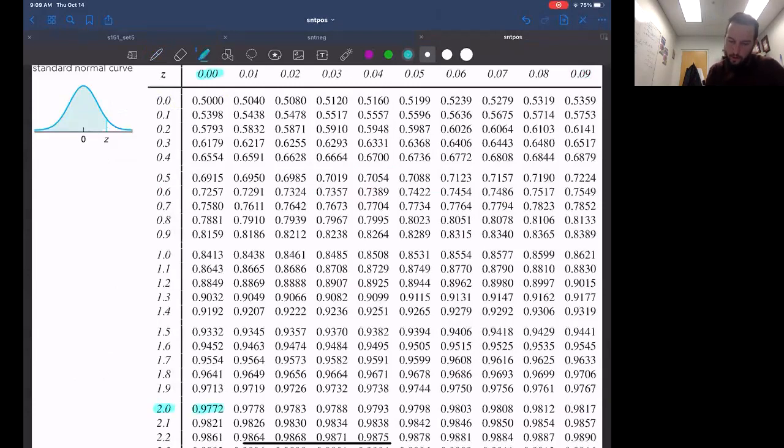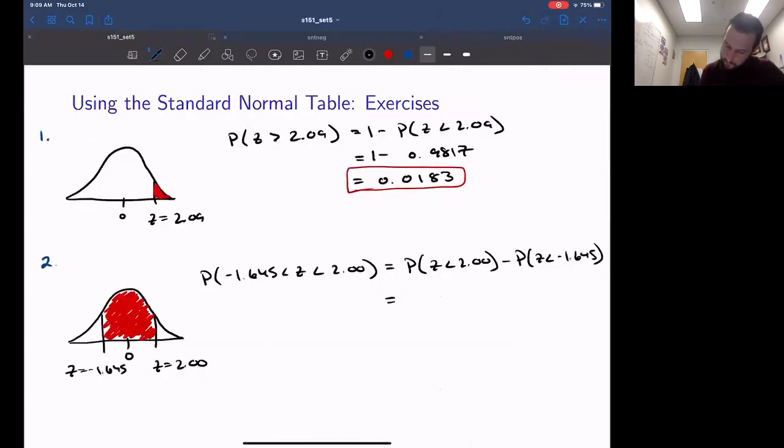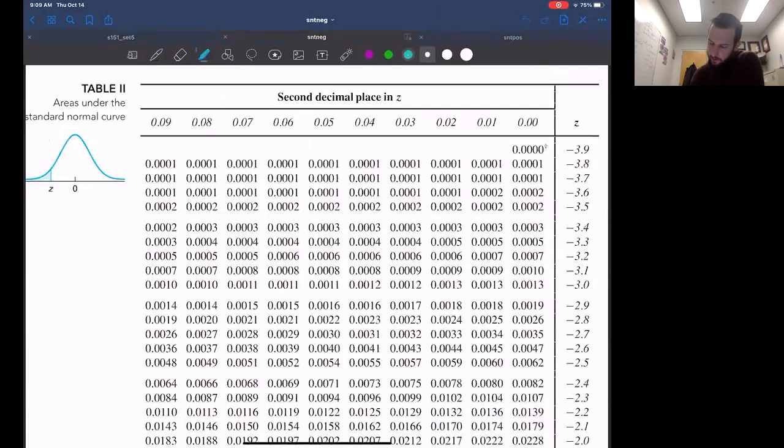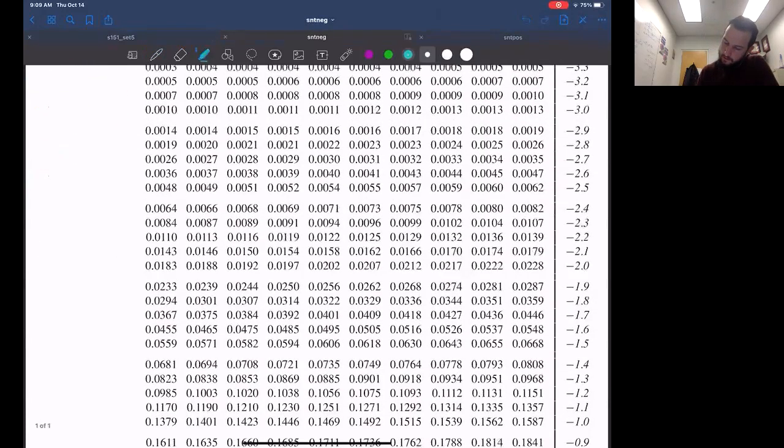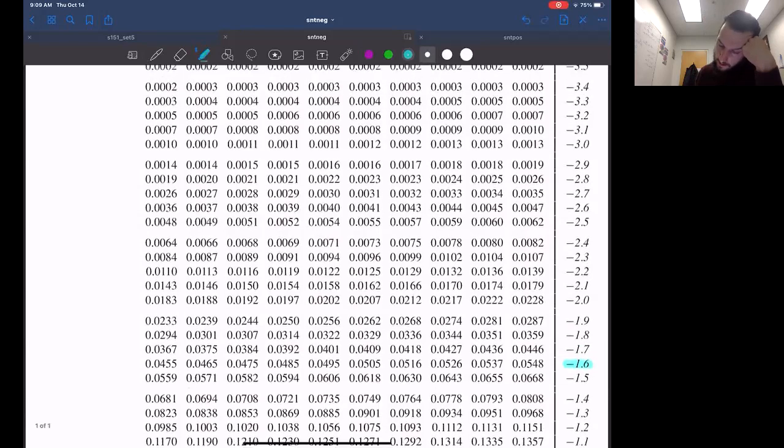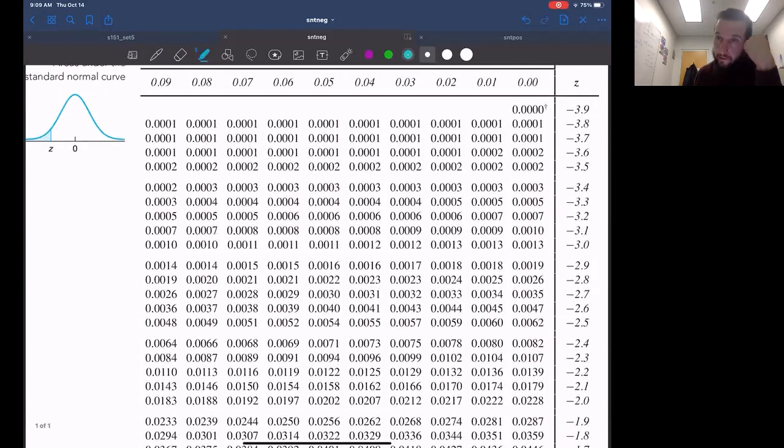So I have 2.00. Here's 2.00. That gives me 0.9772. Okay, now I need to look up negative 1.645. So here's negative 1.6. Now this is a special case. So I have negative 1.645.